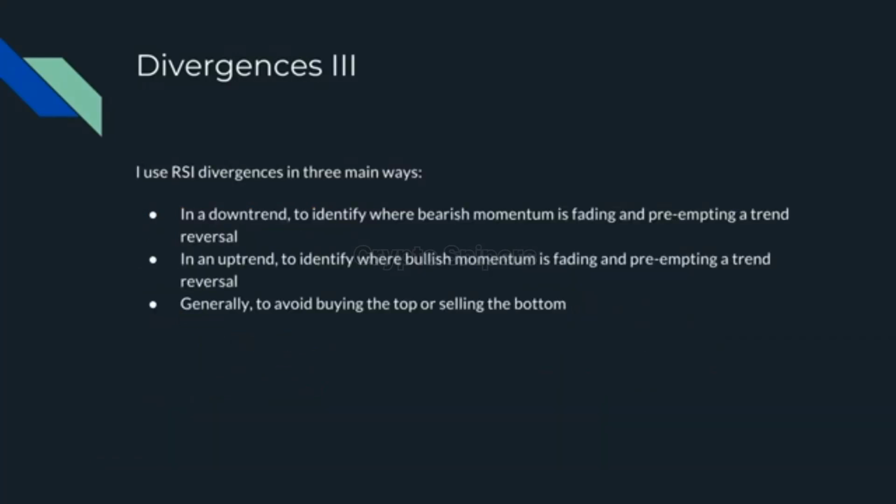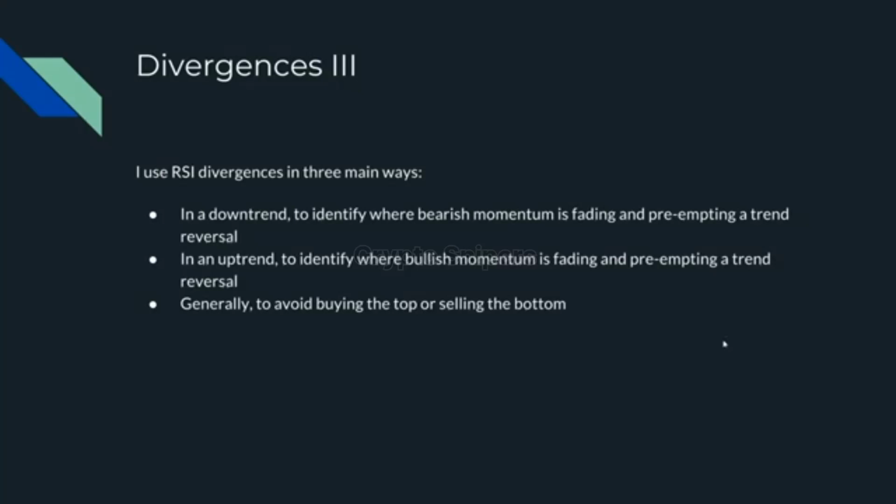And then I use RSI divergences in three main ways, but it's more like one. So in a downtrend, I want to have an idea when the downtrend is going to end, or at least when the strength of the downtrend is fading, so I can take a counter-trend long position or know that, hey, the trend is going to change soon, and when it changes, I want to ride it the other way. So in a downtrend, you're waiting for the bears to get tired, and in an uptrend, you're waiting for the bulls to get tired. As I mentioned here, it's generally to avoid buying the top or selling the bottom.